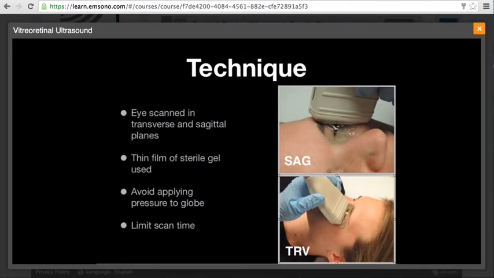Lastly, I think it's important to mention here that if you have somebody that you have a high index of suspicion has a ruptured globe and any potential for leaking of aqueous humor, you do not want to perform the exam on these patients, and you want to obtain emergent ophthalmology consultation on these patients first.